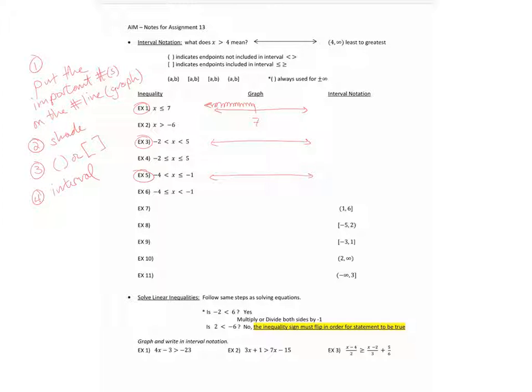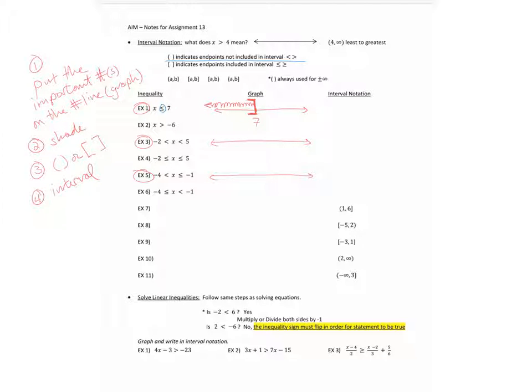Then I need to take a look at this symbol right here. That is a less than or equal to, and we have this split of information up here. If there's an equal to underneath an inequality sign, we will use square brackets. So I need to shade left, and since there's an equal to, I'm going to put a square bracket here at 7. In the interval notation over here, from the graph, sorry, that's the end of the graph.